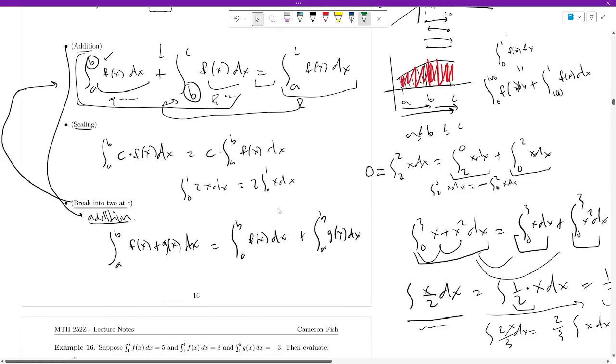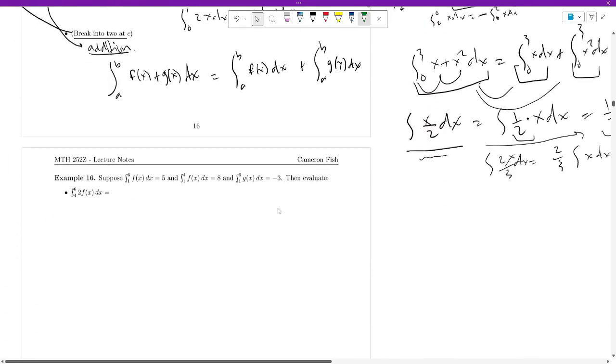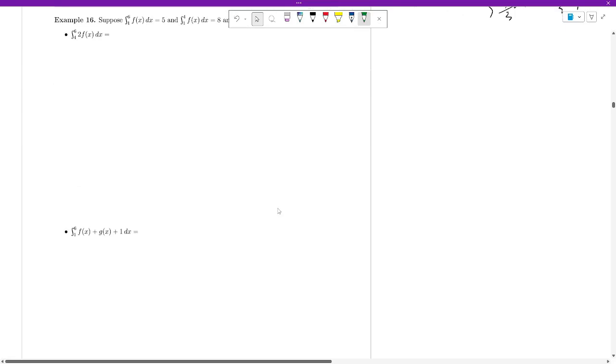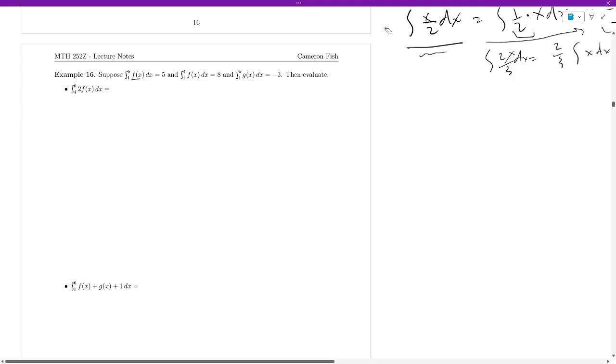Okay, so let's see an example of a kind of problem that's typical that you will see involving using these rules. We'll say something like, suppose that we know these integrals already. Again, f is some unknown function. I have no idea what it is. But I'm told, just as an assumption for the sake of the problem, whatever that function is, its integral from 1 to 6 happens to be this number 5. So a mystery function, but when I integrate it, I end up with 5.